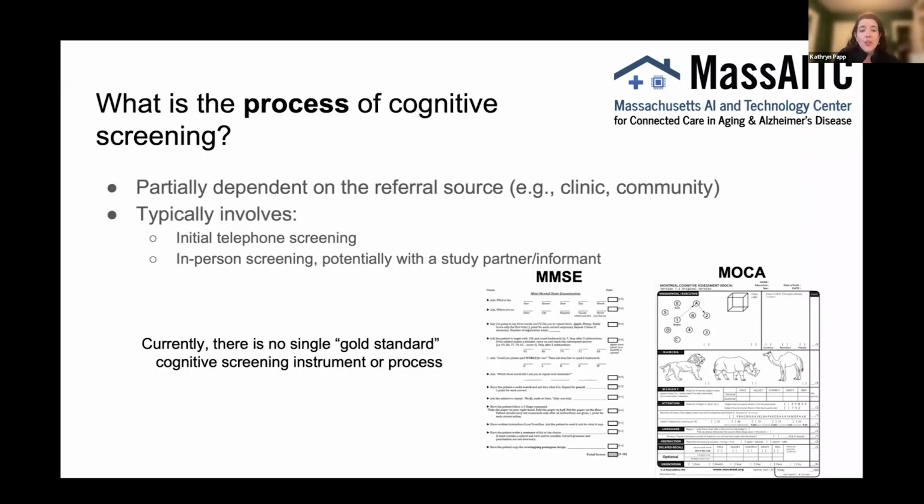However, there's no current gold standard for cognitive screening. These are two examples that are commonly used, the Mini-Mental State Exam or the MoCA. These have been around, the MMSE, since the mid-70s.